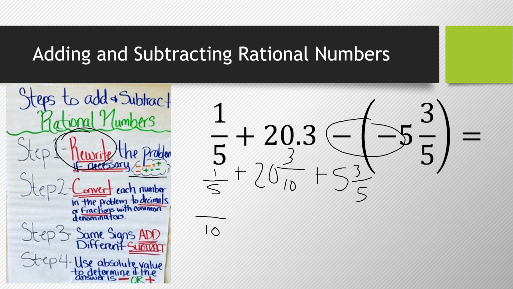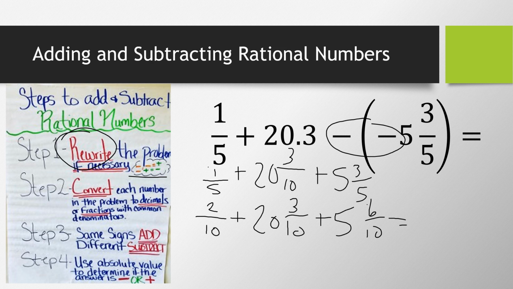Then if I multiply 5 by 2, I have to also multiply my numerator by 2, which will give me 2. So I know 1/5 is equivalent to 2/10. Plus 20, I don't need to do anything to this one, because it already has a denominator of 10. But I need to do the same for this one. If I have to multiply 5 by 2 to get it to 10, I also have to multiply the numerator 3 by 2, and then that will give me 6. So my new problem is 2/10 plus 20 and 3/10 plus 5 and 6/10.